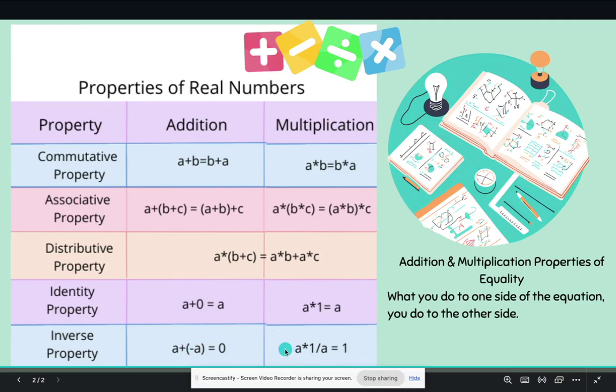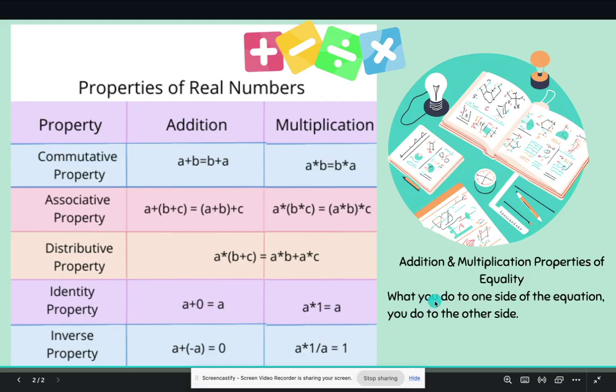But then, let's say A was 2. 2 plus negative 2 would be 0. If A is 2 over here, 2 times 1 over 2, which is 1/2 (I said plus, I meant times), 2 times 1/2 equals 1. So that's the inverse property of addition and the inverse property of multiplication.